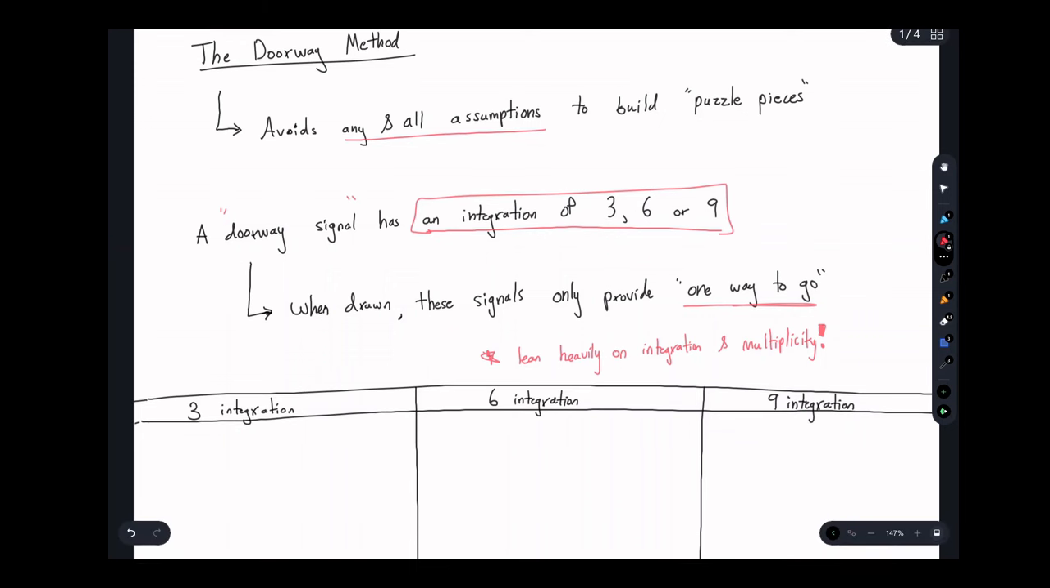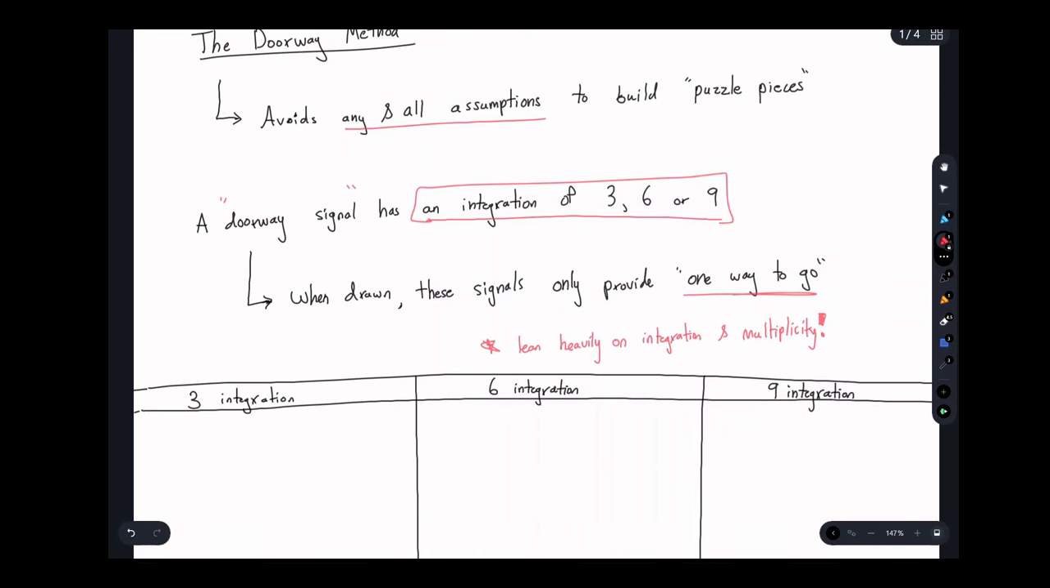The idea is that we're going to lean heavily at the beginning on integration and multiplicity, less so on chemical shift. Chemical shift is important, but remember from our earlier discussion, it can be misleading to look at a signal's ppm and immediately assume that it's got to be this thing. That is kind of inherently an assumption, which we might have to do later.